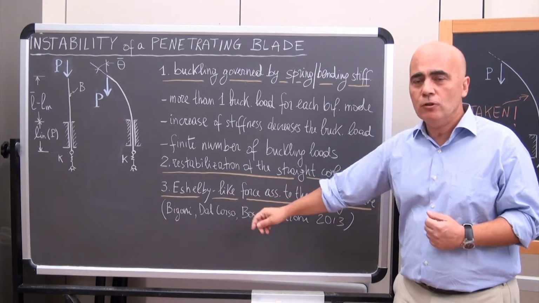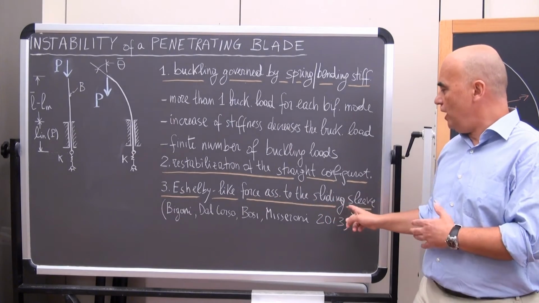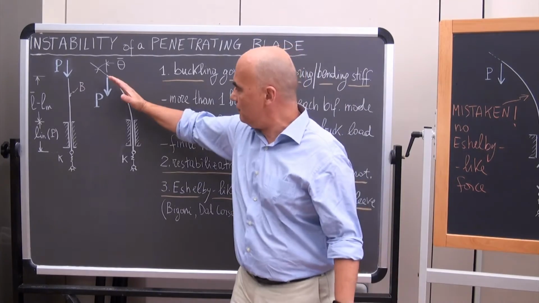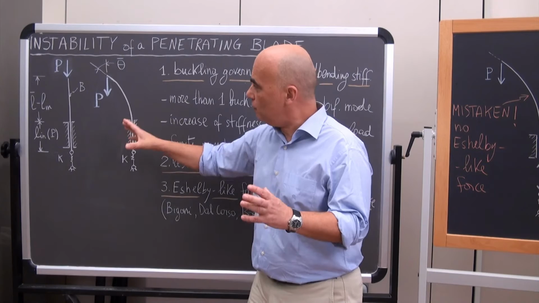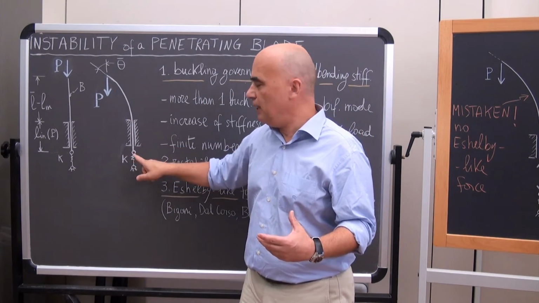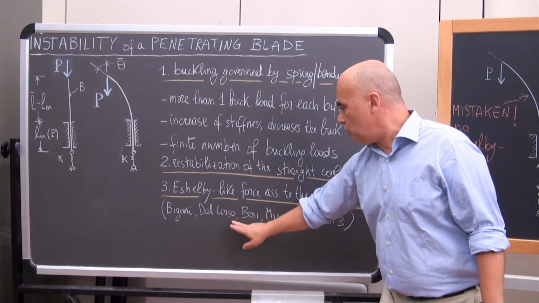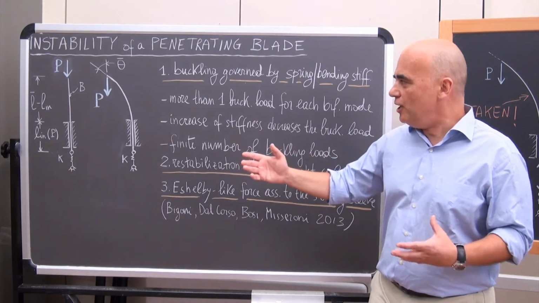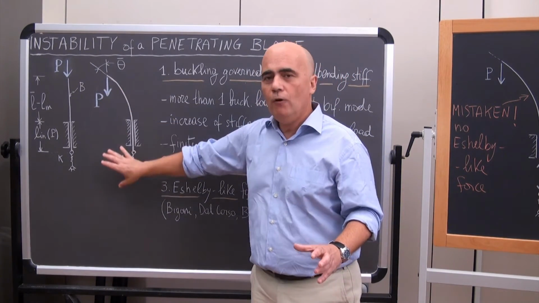Finally, the last feature is the presence of an Eshelby-like force associated to the presence of the sliding sleeve and the buckling. So when the structure buckles, there is here an axial force, which is an Eshelby-like force related to the fact that the bending of the system releases energy from the elastic spring. This feature has been explained in detail by Bigoni, Del Corso, Bosi and Miseroni in a submitted paper. And here it is essential because this Eshelby-like force completely changes the equilibrium of this system.